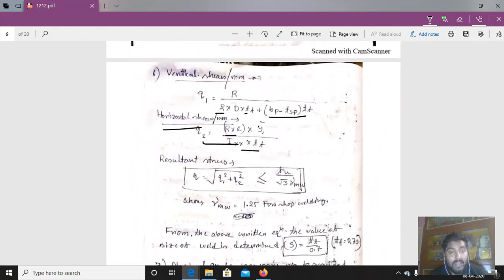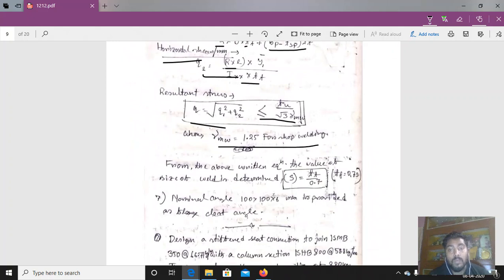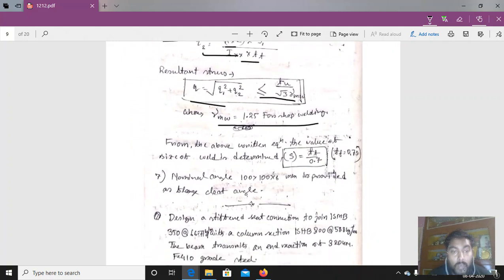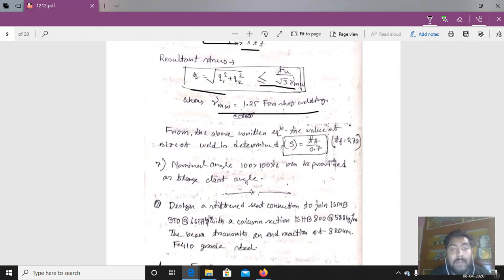So from here the resultant stress is now to be determined by this formula, Fy by root 3 gamma mw. Okay, gamma mw is 1.25 for the shop welding. Okay, we know that. Now from the above written equation, the size of the weld is determined by this formula. Okay, so nominal angle, as in the same case, is used.